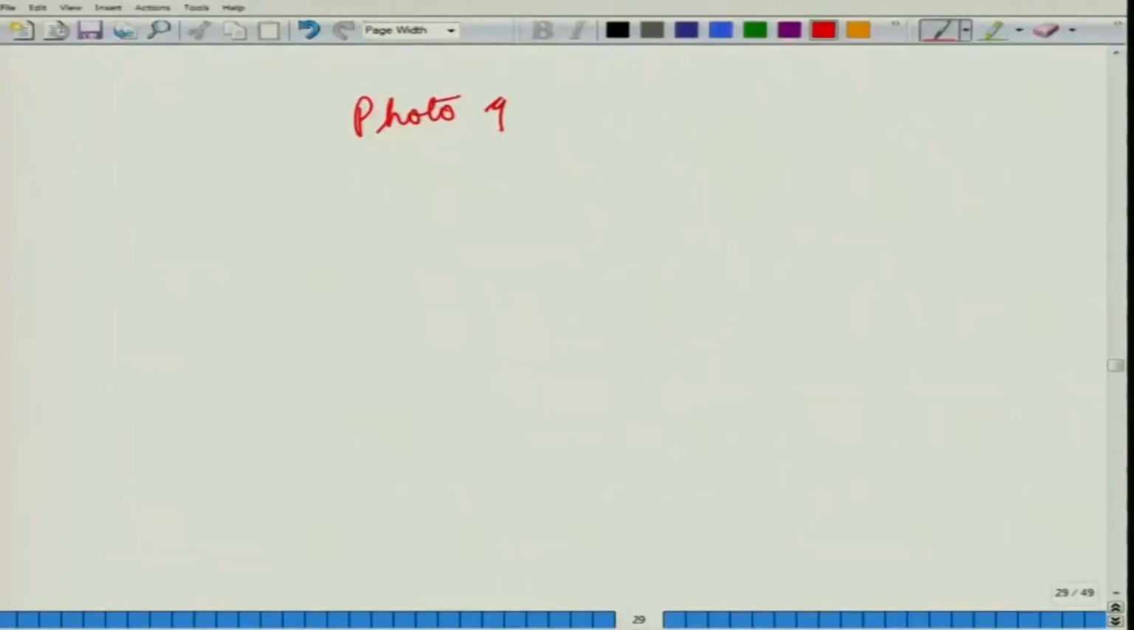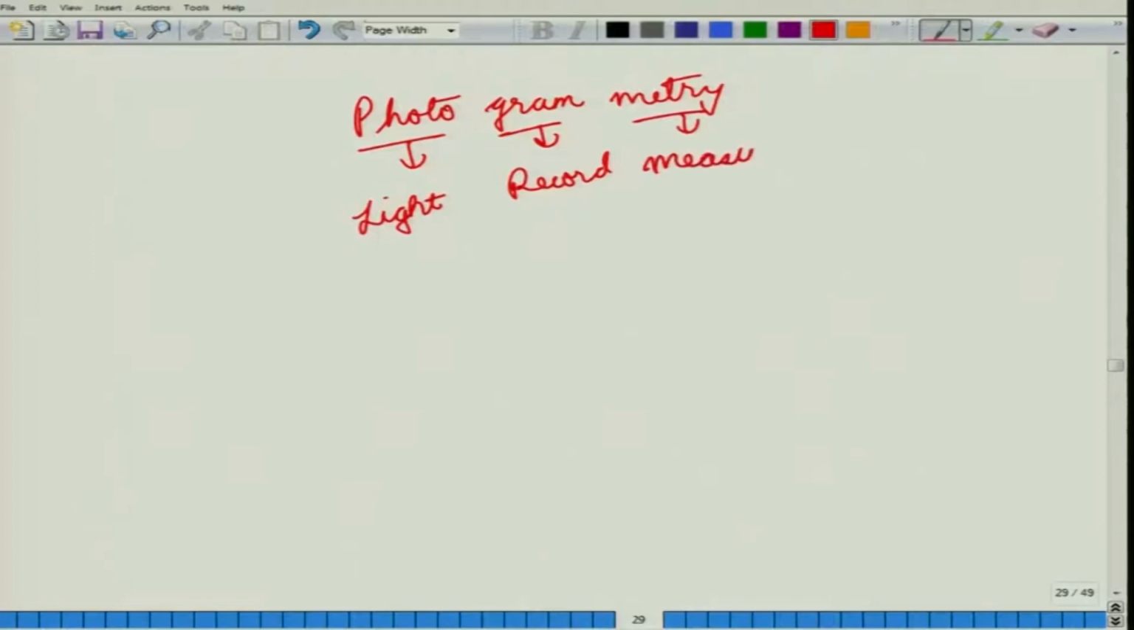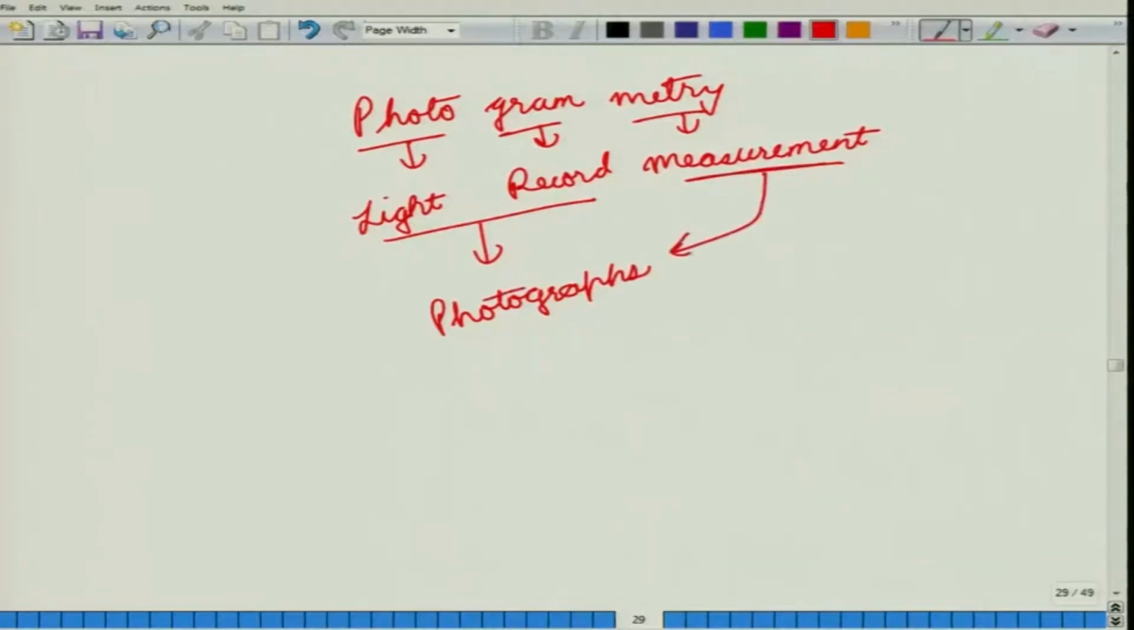So, what is photogrammetry? If we break it into its word roots, we have photogrammetry. Photo means light, gram is a record, metry is measurement. So, we are trying to take measurements out of light records. Now, what are light records? Light records are nothing else but photographs. So, we are taking measurements out of photographs, and this science is known as photogrammetry.